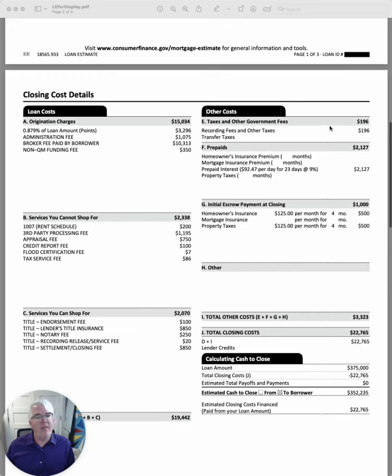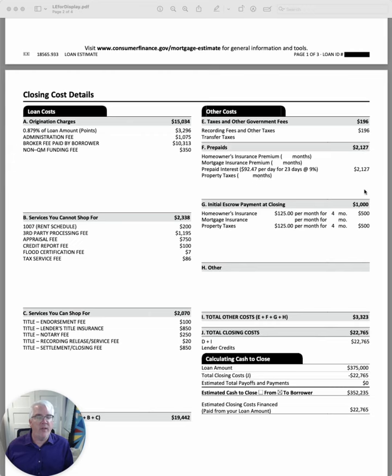Other costs, we've got taxes, recording fees, county fees, etc. We've got prepaids, so we do have to capture mortgage insurance premiums up front, possibly. Homeowner's insurance premium up front, possibly. Prepaid interest, depending on the day you close, almost certainly. And property taxes, possibly. So it really just depends on what's being captured there.